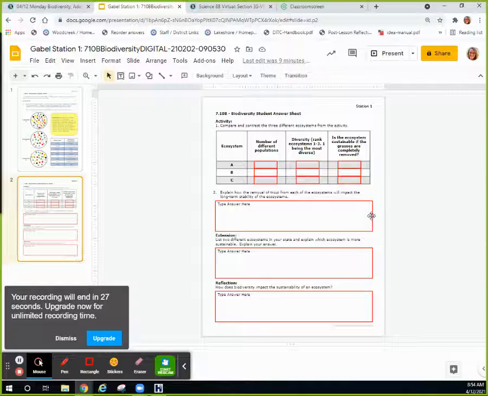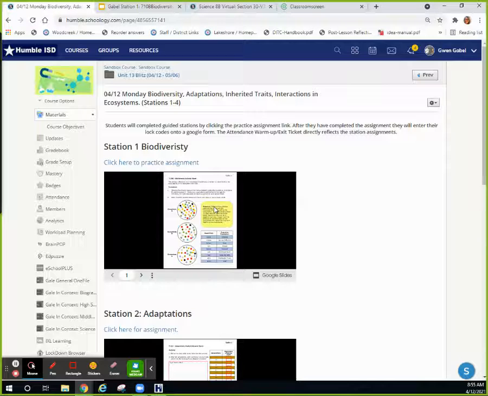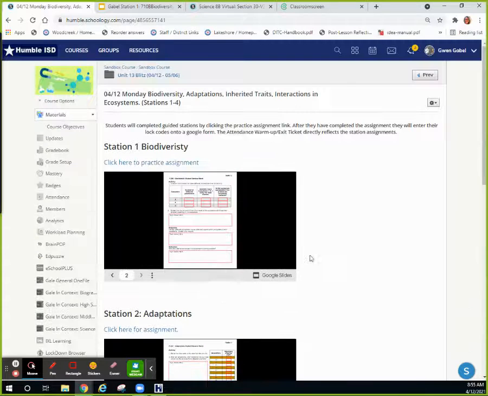And then when you guys are done with this, you will just use what you learned from this assignment to answer your warm-up exit ticket question, okay? And if there are any other questions, just email me and let me know, but you're going to do this for all 4 stations, and in your warm-up exit ticket, you will answer 1 question about each station.